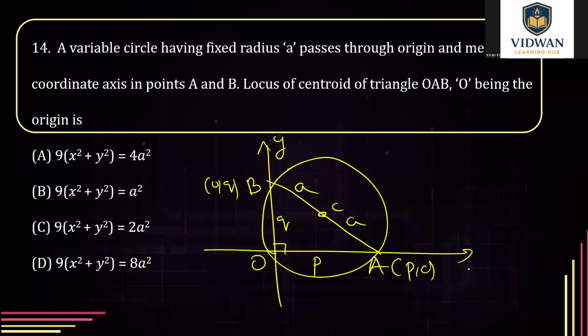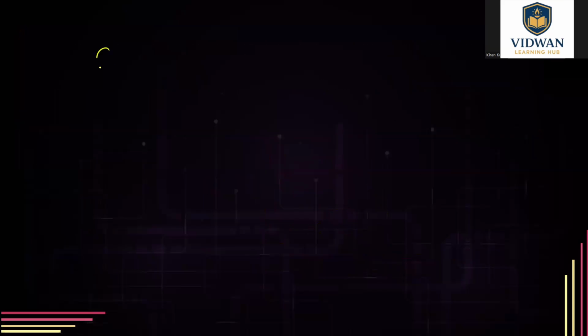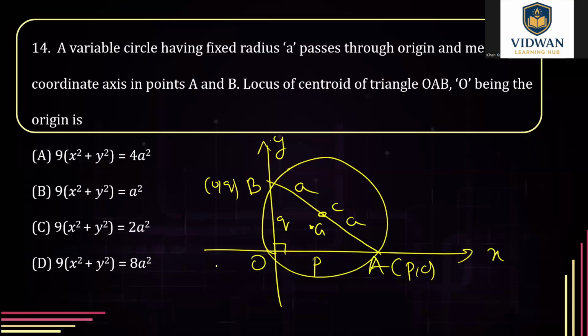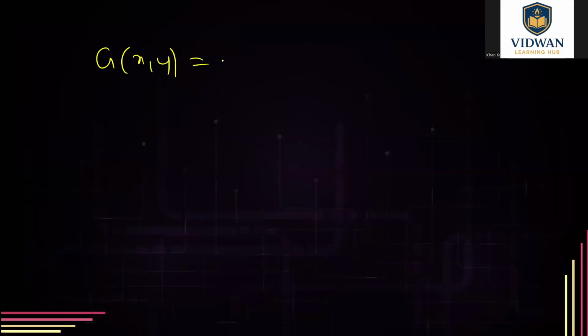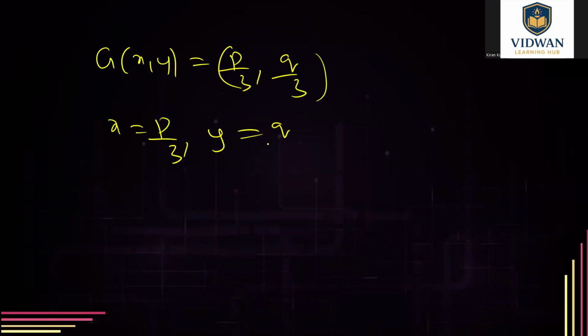And since you want the locus of the centroid, assume that the centroid has some coordinates and relate it with OAB. So suppose that G is the centroid (x, y). How do you get the centroid when you know three vertices? You can just add them and divide by 3. This is (0, 0), (P, 0), (0, Q). You add them and divide by 3. You will get P by 3 comma Q by 3. So we get x as P by 3, y as Q by 3. And since you want the locus of the centroid, you need an equation in x and y. So P is 3x and Q is 3y.